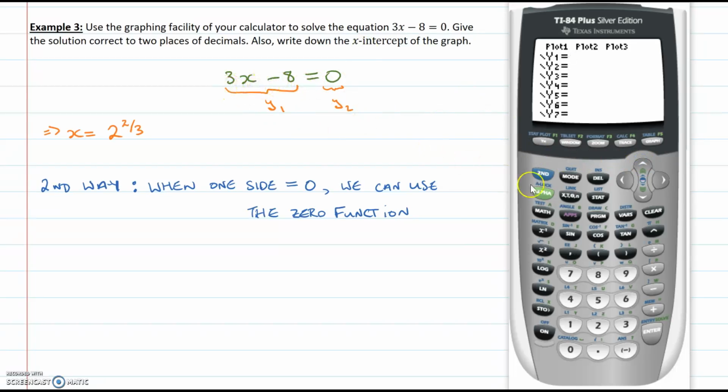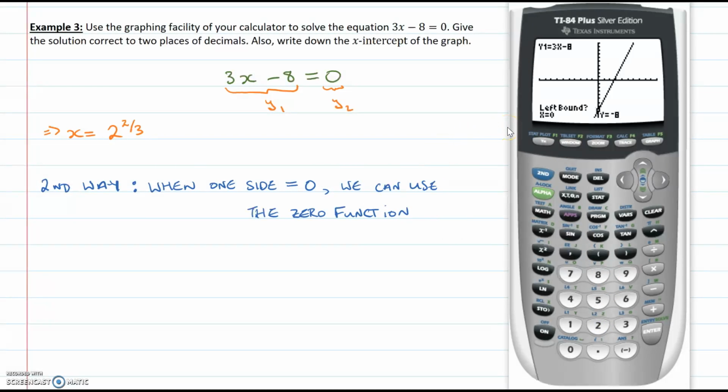So y1 will make it 3x minus 8. And as long as the other side of the equation is 0, we won't put anything else in. So we just put in the left-hand side of the equation, and we'll graph it. Zoom 6 is how we graph it. And then we'll hit second calc. So far it seems very similar to what we've done before. Now when one side is equal to 0, we can use the 0 function. Number 2 is the 0 function, so just press number 2.